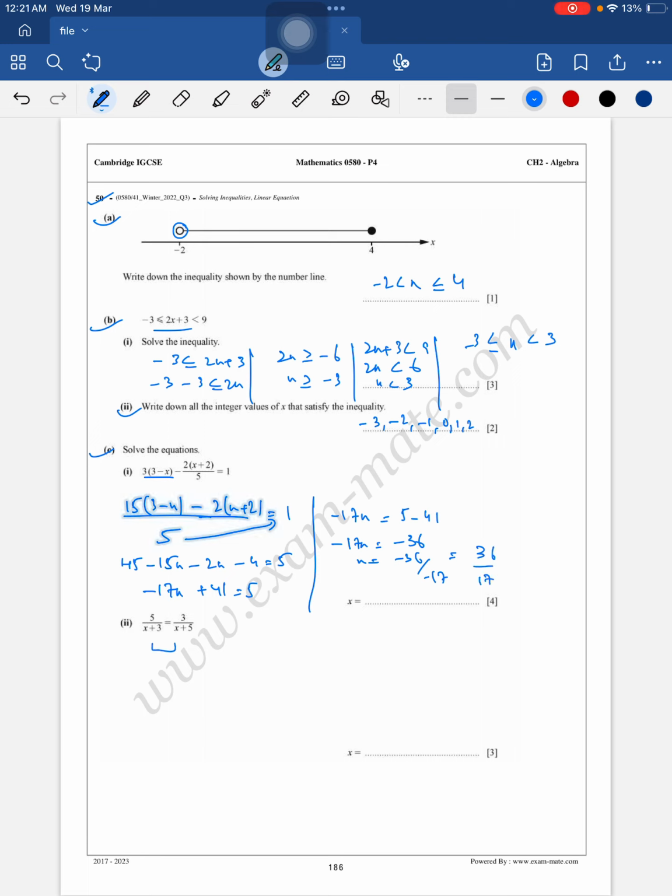Okay, second part, cross multiply first. 5 into x plus 5, 3 into x plus 3. 5x plus 25 is equal to 3x plus 9. 3x goes over there, 25 comes over here. 5x minus 3x is 2x. 9 minus 25 is minus 16. x is equal to minus 16 upon 2, which is minus 8.